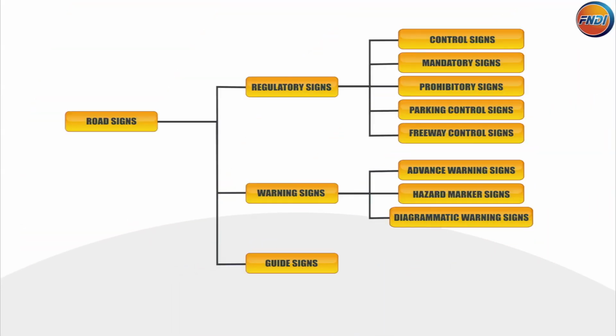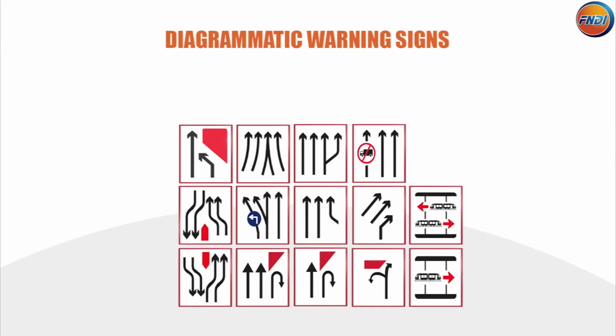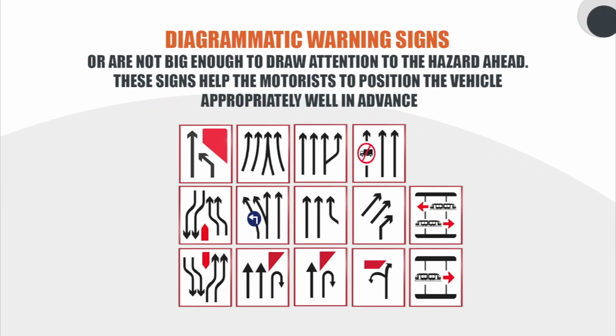Now you will learn about the third and last type of warning sign, that is, diagrammatic warning signs. Diagrammatic warning signs are used where the triangular advance warning sign does not allow sufficient space for a picture, or is not big enough to draw attention to the hazard ahead. These signs help the motorists to position the vehicle appropriately well in advance. These are mainly used on high-speed roads.